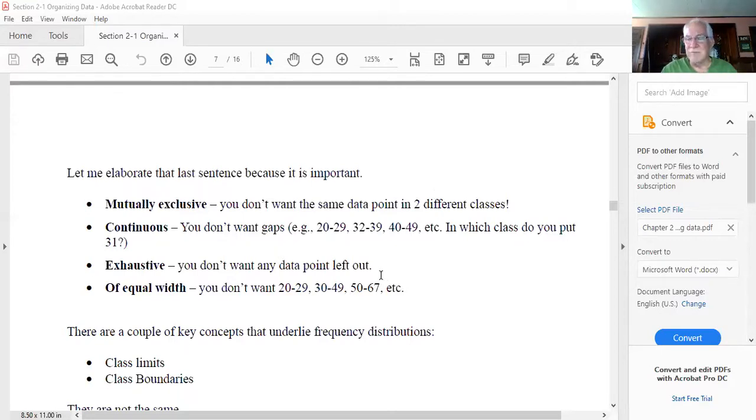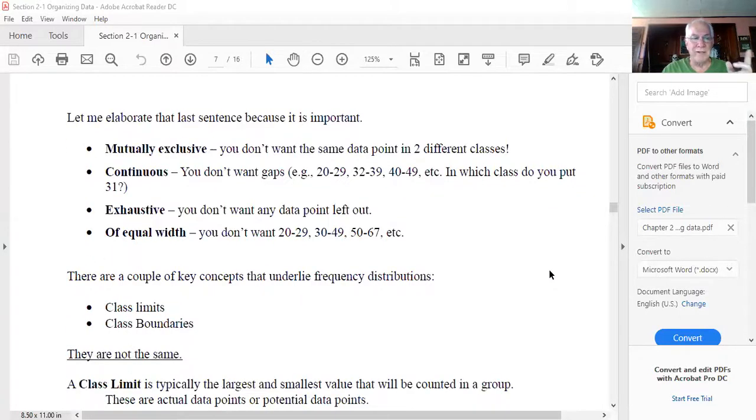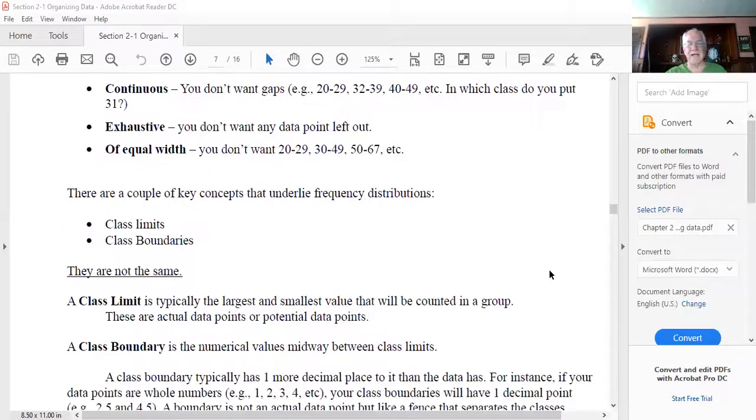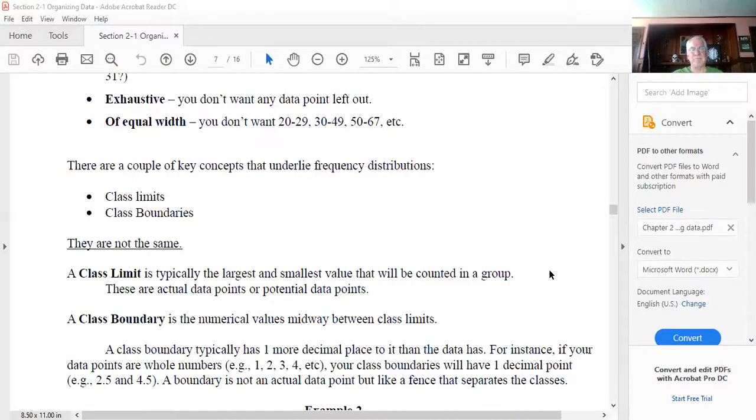You want to be exhaustive. You want your categories to include all the points in your data set, and you want them to be of equal width. That becomes really important. Now, one of the other things that's going to come up here is a thing called class limits and class boundaries.